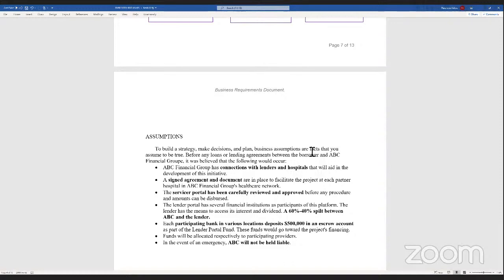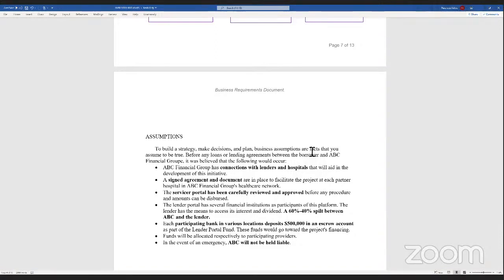that each participating bank in various locations deposit at least $500,000 in an escrow account as part of the lender portal fund, because those funds are what's going to fund the projects that we're working on. And funds will be allocated respectively to participating providers, that is the hospitals that we'll be working with, and that we assume that in case of an emergency, ABC will not be held liable for.